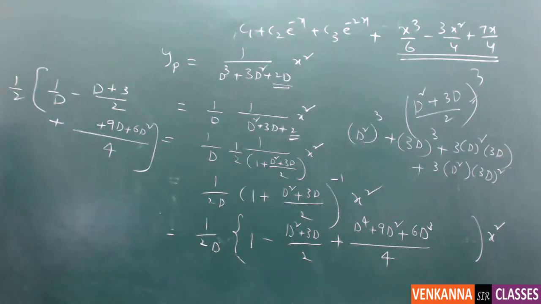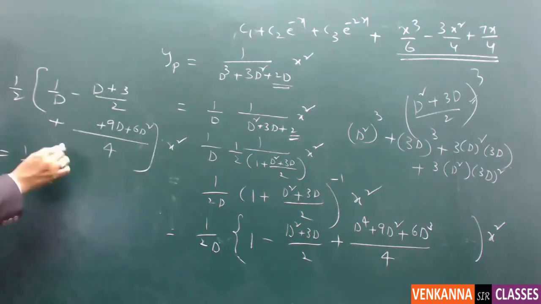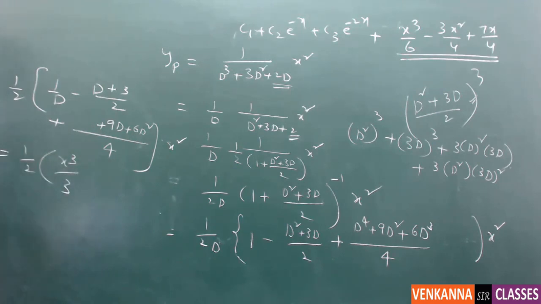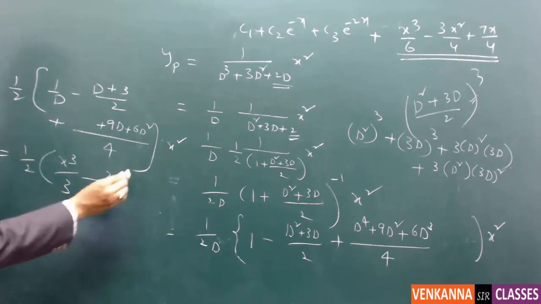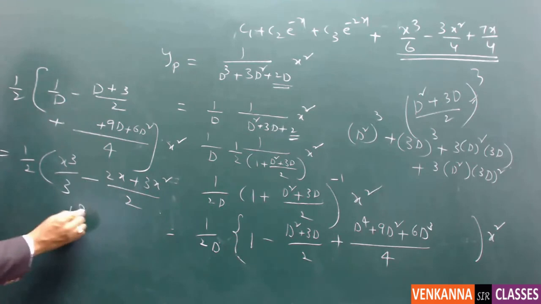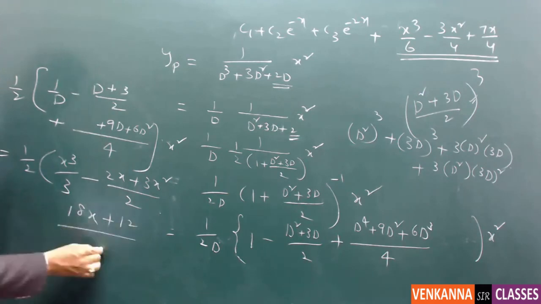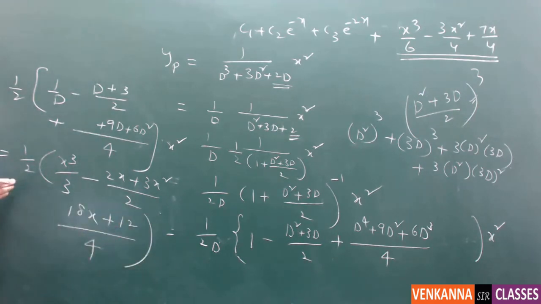So you check on that after applying the function to each term. So 1 by d means integration. So integration of x square is x cube by 3. Differentiation is 2x plus 3x square by 2. Then you have to apply 18x plus 12 by 4. So on simplifying, you are going to get that answer. Please check. Accepted.